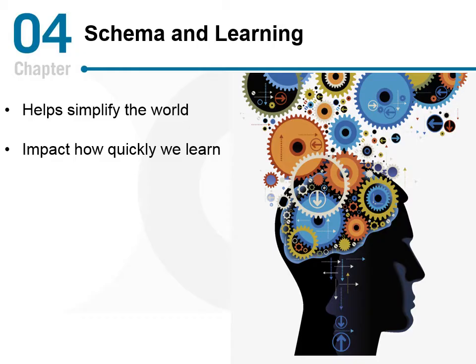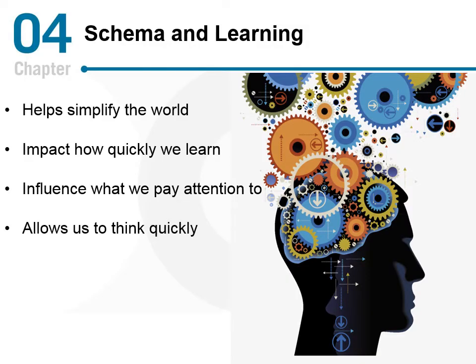So schemas influence also what we pay attention to. People are more likely to pay attention to things that fit into their current schemas. And if it fits into how I think something's going to work, I'll fit that in there too. They also allow us to think quickly. Basically, under conditions when things are rapidly changing and we have this new information coming to us, people don't usually spend a great deal of time trying to interpret that information. They bring it in and they adjust.